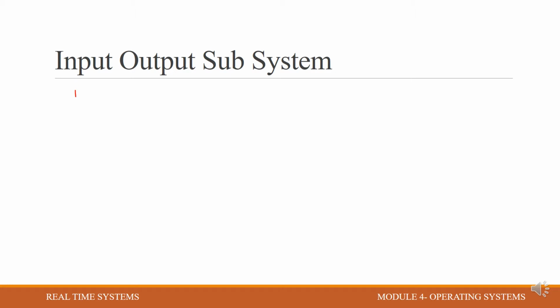In this video we will look into what is the input-output subsystem. Input-output subsystem is simply called an IOSS. IOSS is an efficient program that is present in an operating system. So what is the function of an IOSS? It is used to enable the programmer to perform input or output operations.